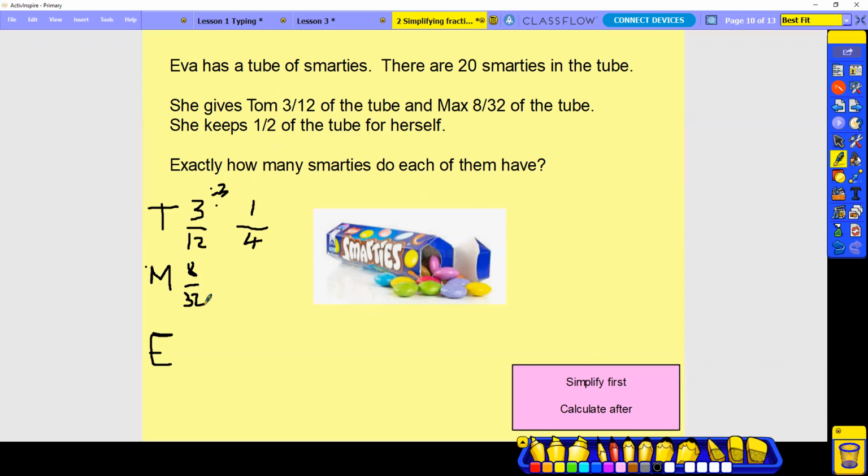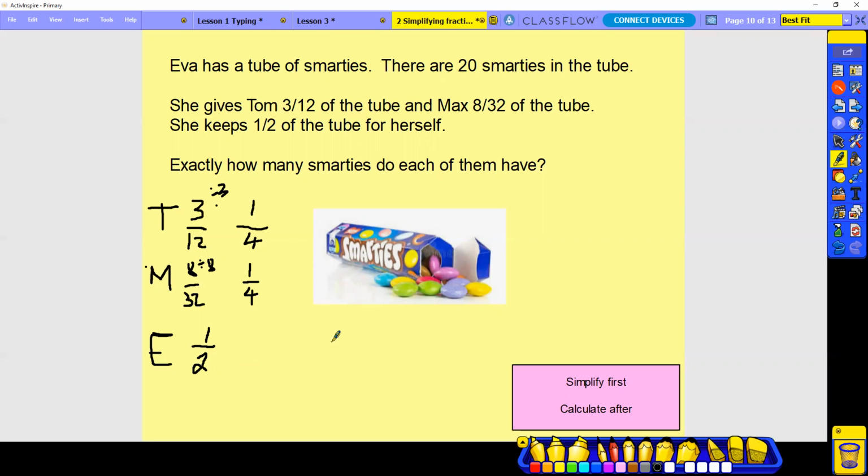So we're going to divide both of these now. The highest common factor is 8. So we're going to divide them both by 8. So 8 divided by 8 is 1. 32 divided by 8 gives me 4. Okay, and then it just says Eva gets half. So she's just got half. We can't simplify that.